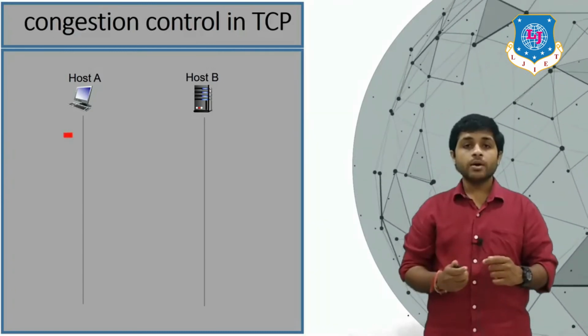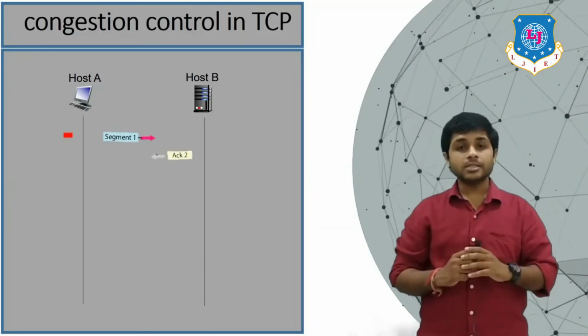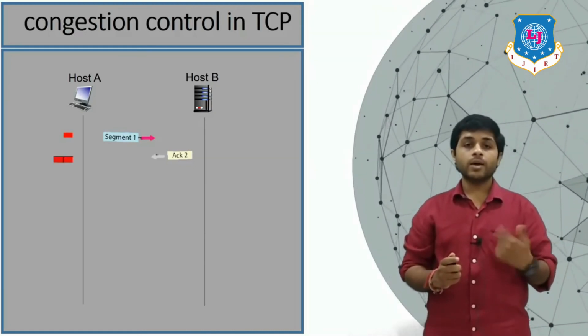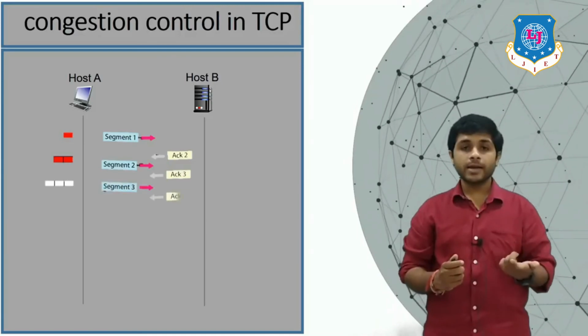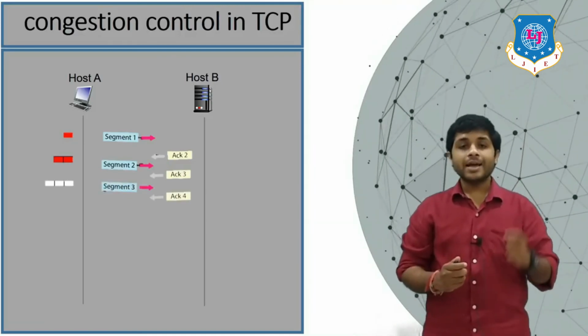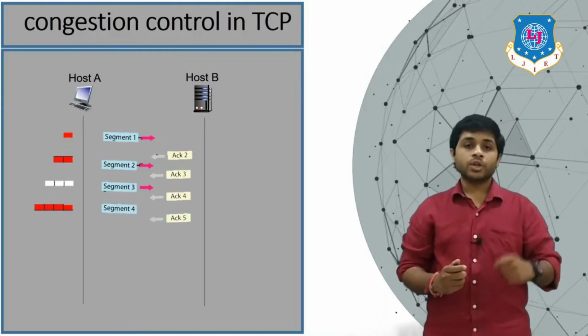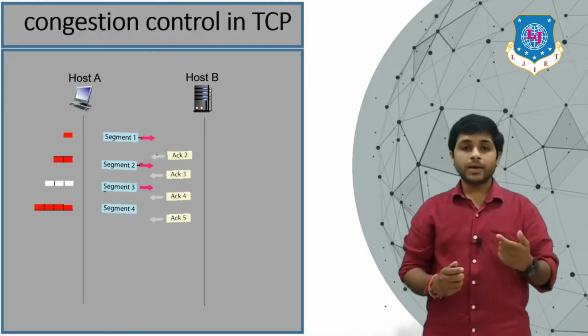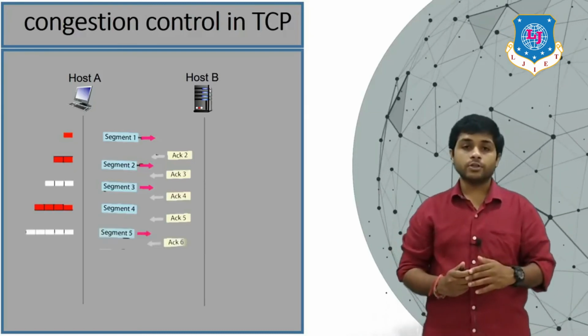So it will send one packet and wait for acknowledgement. If acknowledgement is received, again it will send one more packet and wait for acknowledgement. Then after that it will send more packets and wait for acknowledgement. And this phase is known as additive increase. So it will send one packet, then two packets, then three. It will send one packet at a time and wait for the acknowledgement.